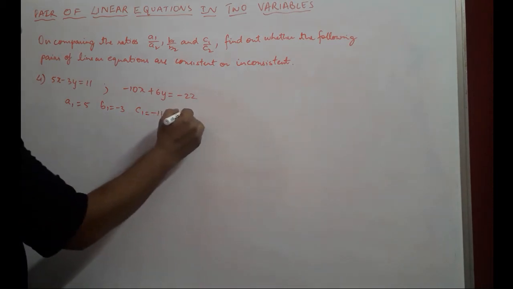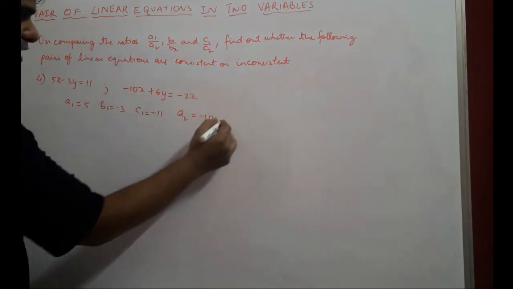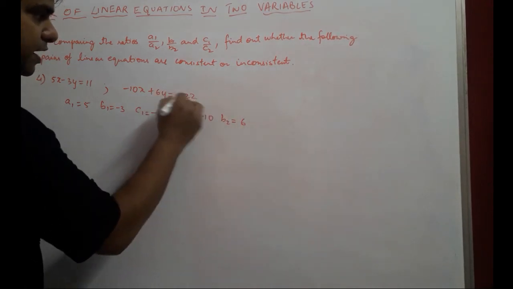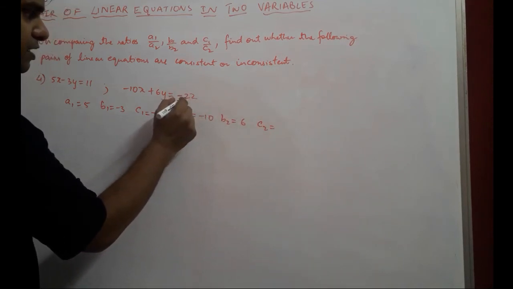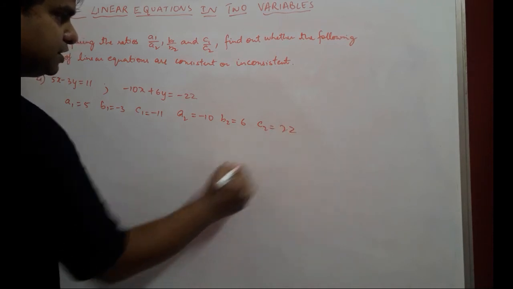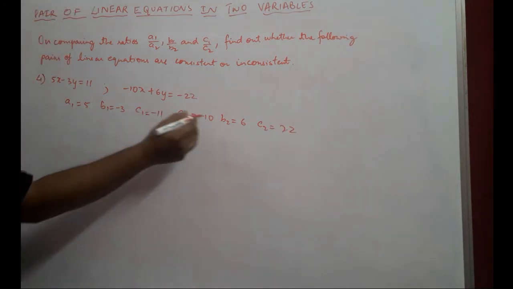Similarly, we have A2 equal to minus 10 since it says minus 10x, B2 is equal to plus 6, and C2 will be positive 22 because minus 22 when it comes on the left hand side the sign changes to positive, so positive 22. Let's compare A1 upon A2 to B1 upon B2.